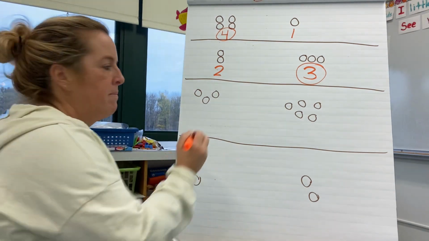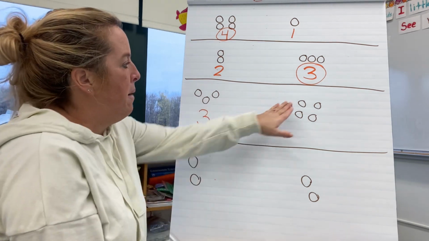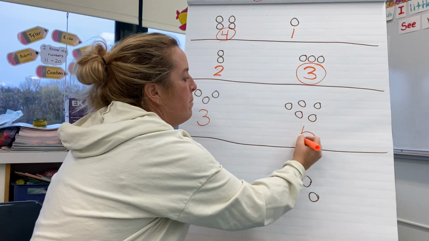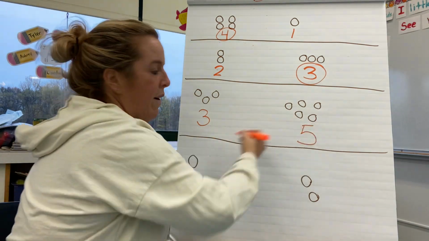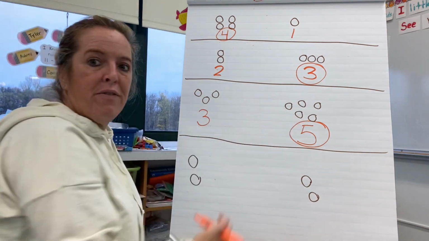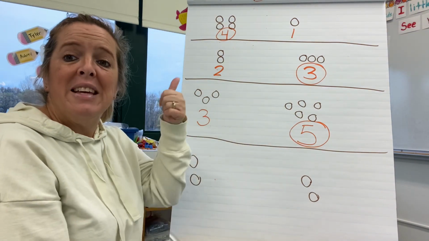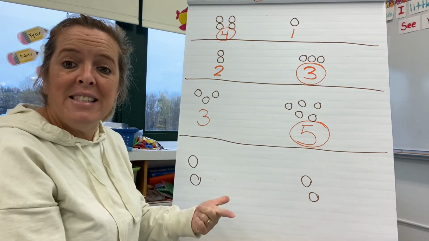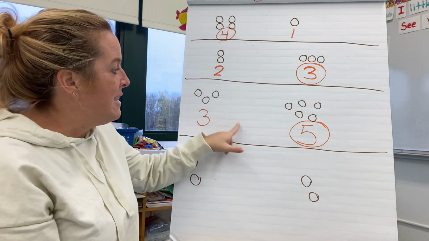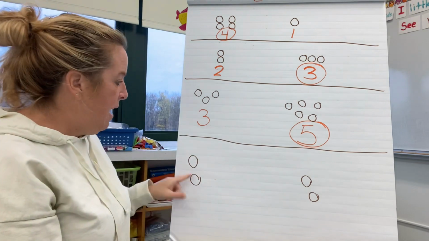How many? 3. How many? 5. What's our bigger number? 5. So now, how is 3 compared to 5? 3 is littler, less than, less. So 3 is less than 5. Okay, what's our next one?